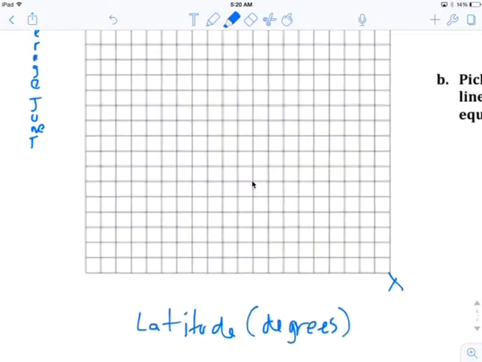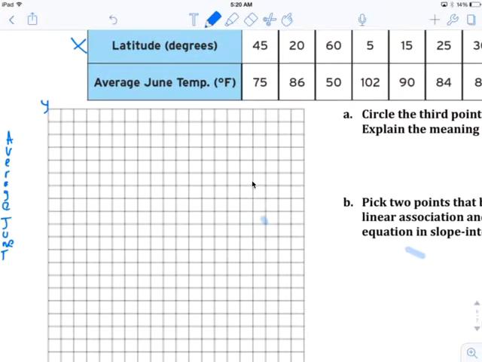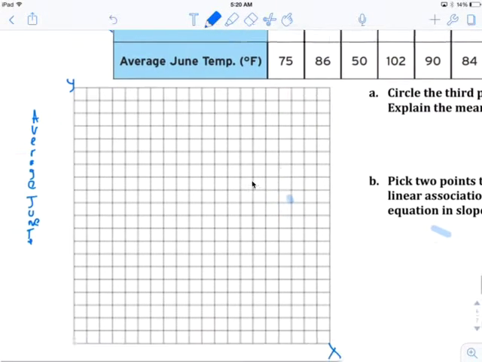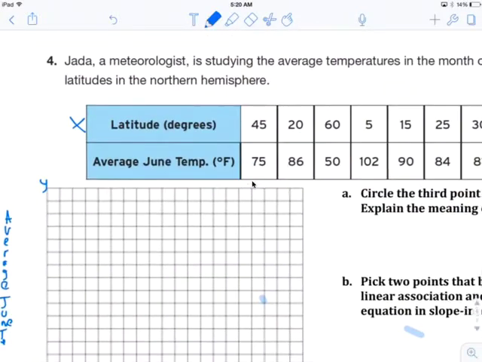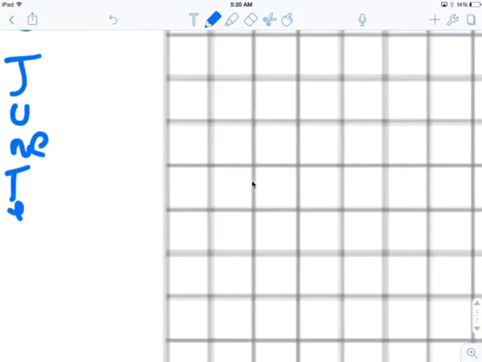Average temperature in June in Fahrenheit. We're labeling your X and Y. Latitude, that's your X. Latitude is measured by degree. Okay.